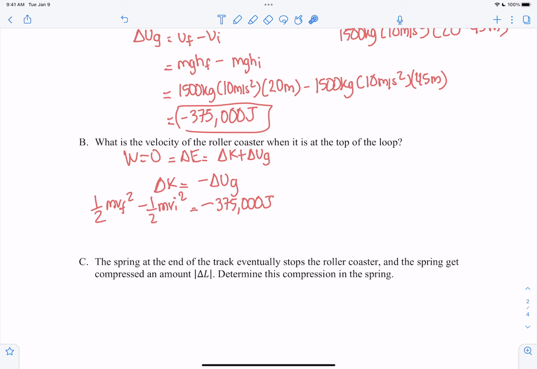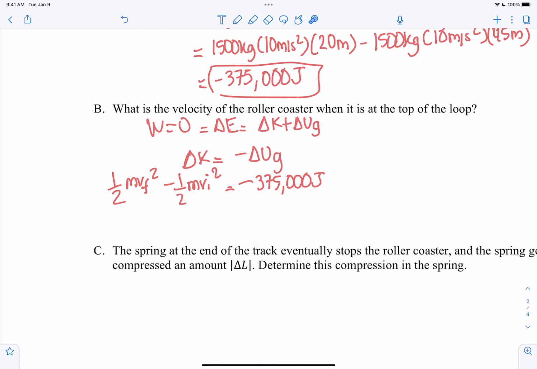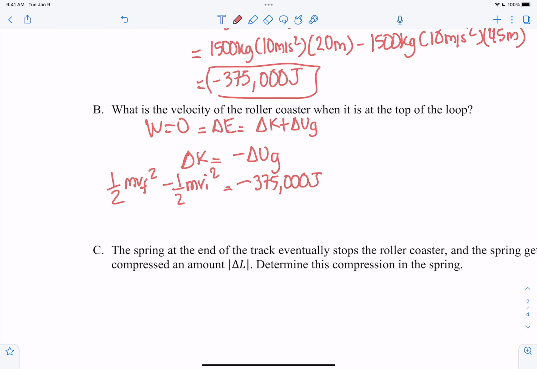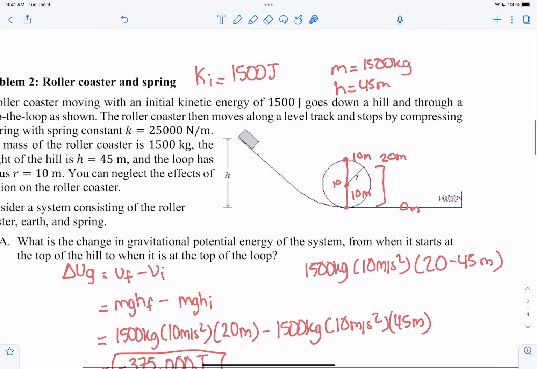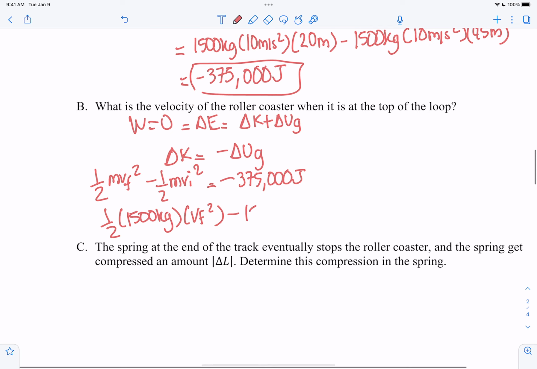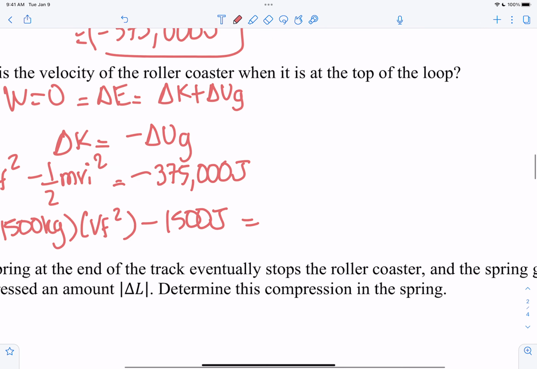Okay, I see. Okay, so I made a mistake. My bad. So if we did half times 1,500 kilograms, and this was vf squared that we're trying to figure out, this is the final velocity at the top of the roller coaster, or at the top of the loop. And then our kinetic energy initial, that was 1500 joules. I think I just messed up somewhere here, I was thinking of something different. But yeah, this should then be 375,000, my bad.